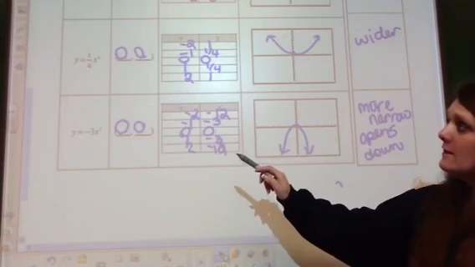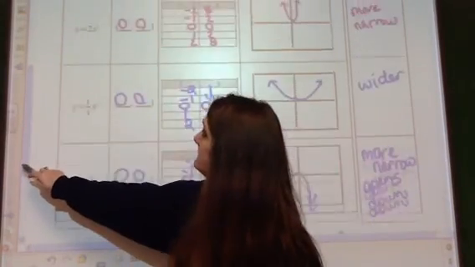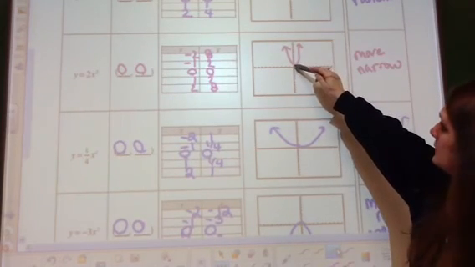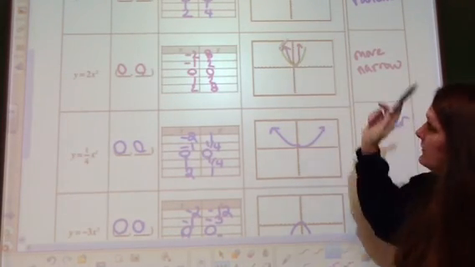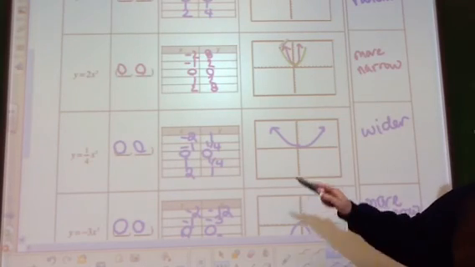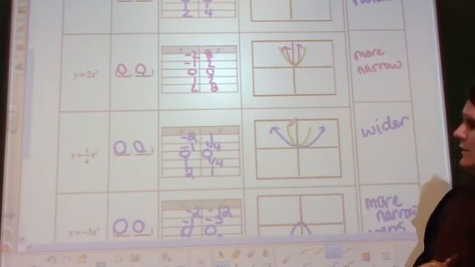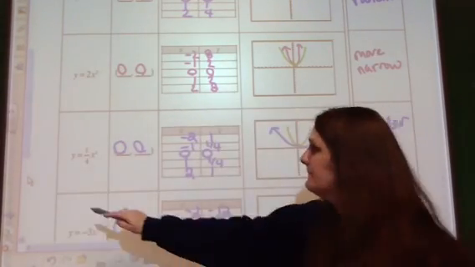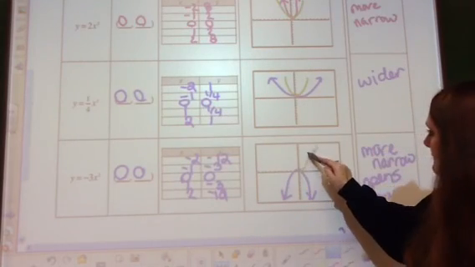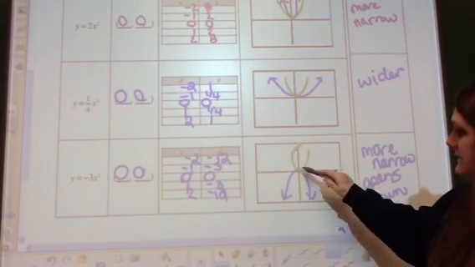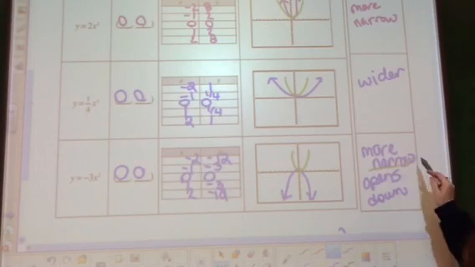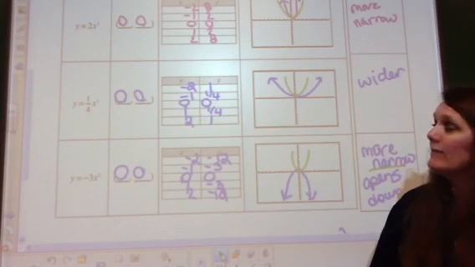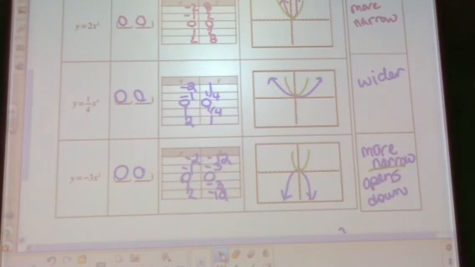So think back to what we had. We had our original function, and if I were to put the original function in each one of these, this one, it was out here. So the 2 made it more narrow. This one, it was in here. So it made it wider. And then on the last one, this is our original function. This is pointed down, and it's going to make it more narrow. So those are your 3 things that happen with that a in front of the x squared.